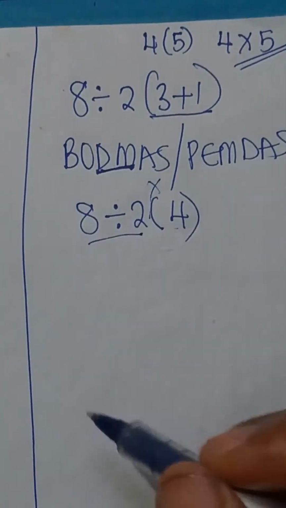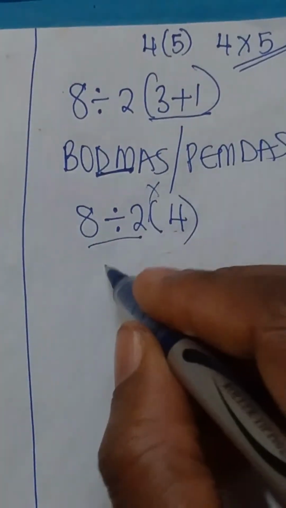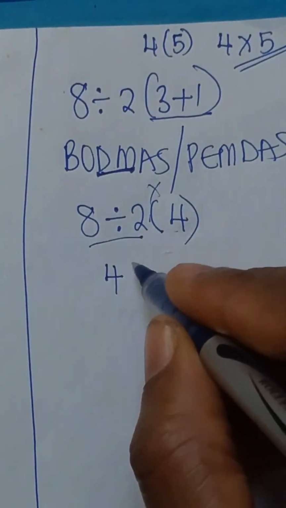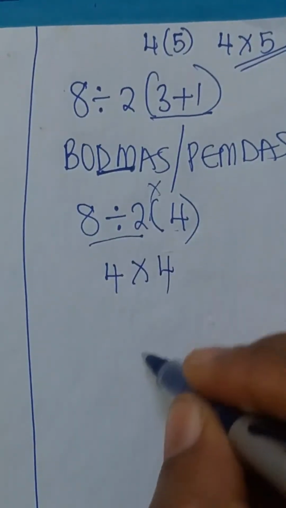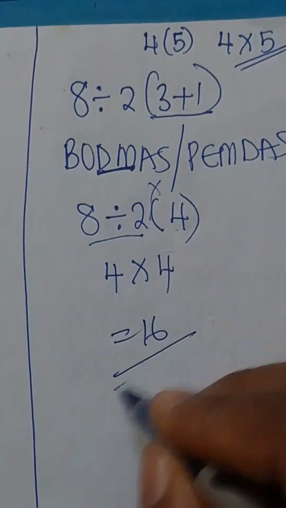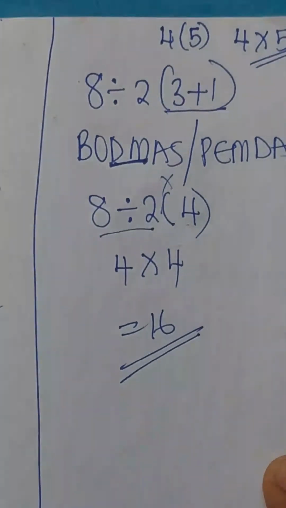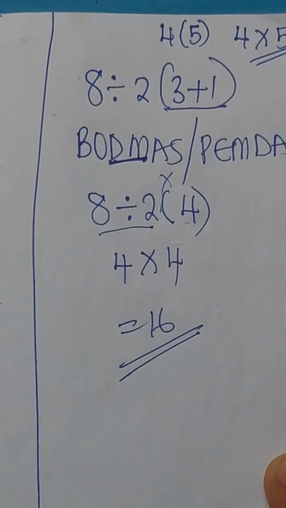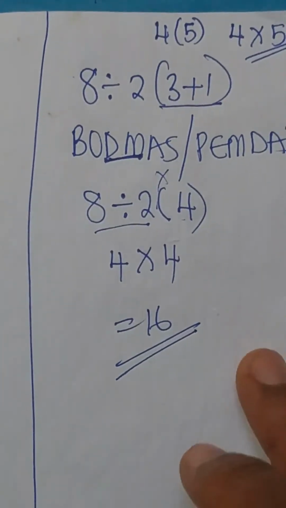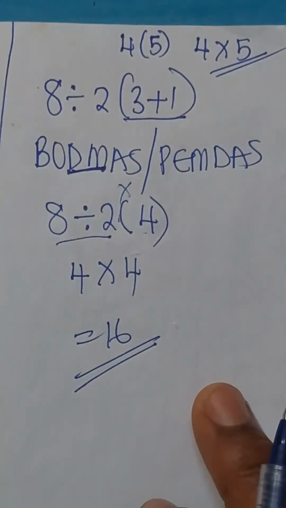So you divide first. 8 divided by 2 will give us 4. Then 4 times 4 is equal to 16. So the answer to this question is 16. Okay, Tracy, I've already solved this. Thank you. So that is the solution to this question, Sibusi. So you asked for it.